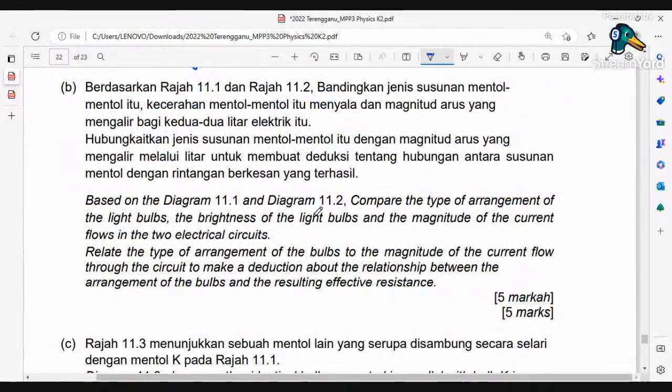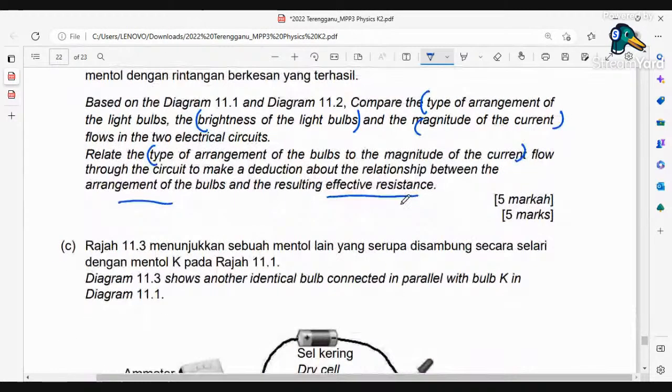Based on diagram 11.1 and 11.2, compare the type of arrangement, brightness of bulb, and magnitude of current. Relate the type of arrangement and current, and deduce the relationship between arrangement and effective resistance. 5 marks.